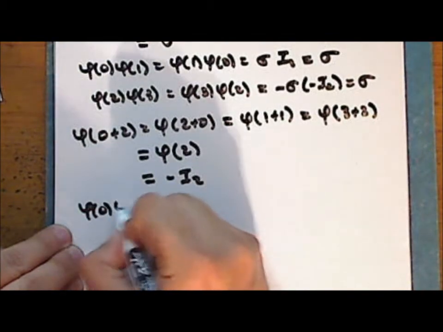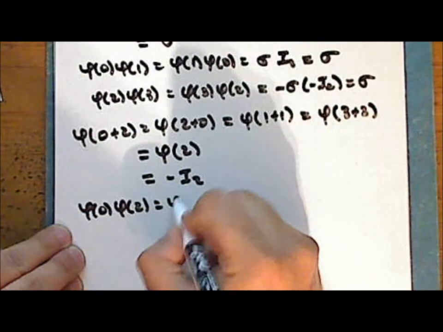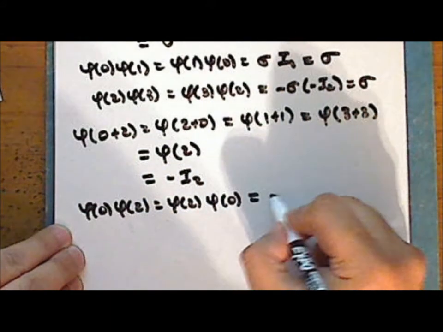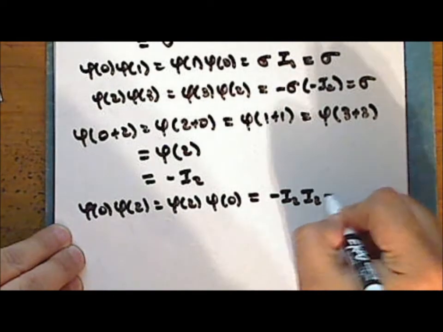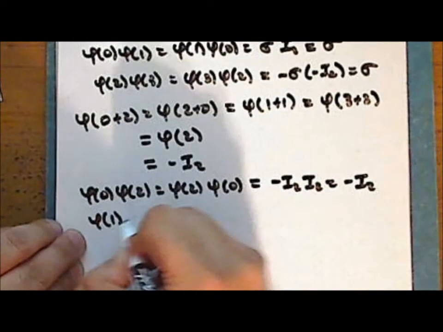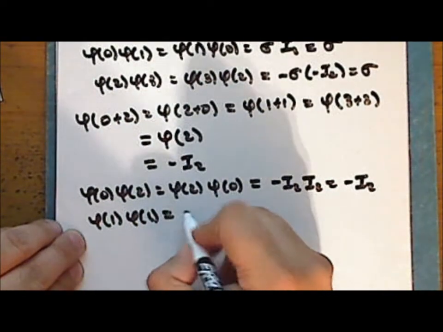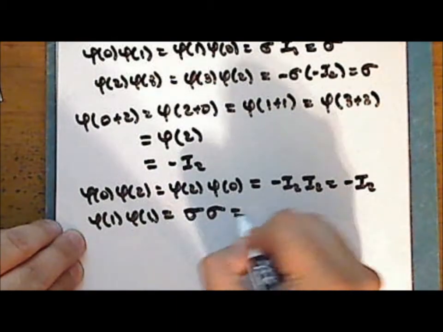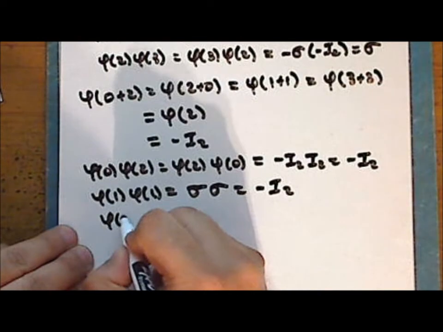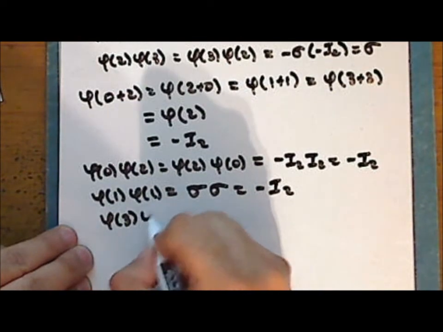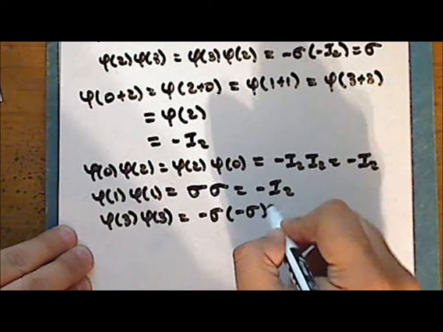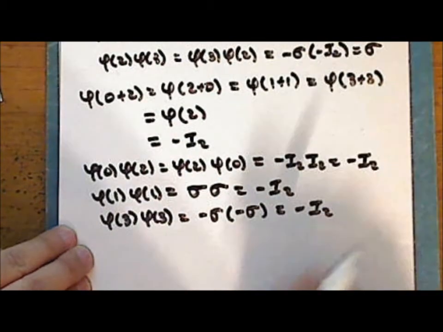Now phi of 0 times phi of 2 is the same as phi of 2 times phi of 0, and this is negative identity times identity, which is negative identity. Phi of 1 times phi of 1 is sigma times sigma, which is negative identity. Phi of 3 times phi of 3 is negative sigma times negative sigma, which is negative identity.